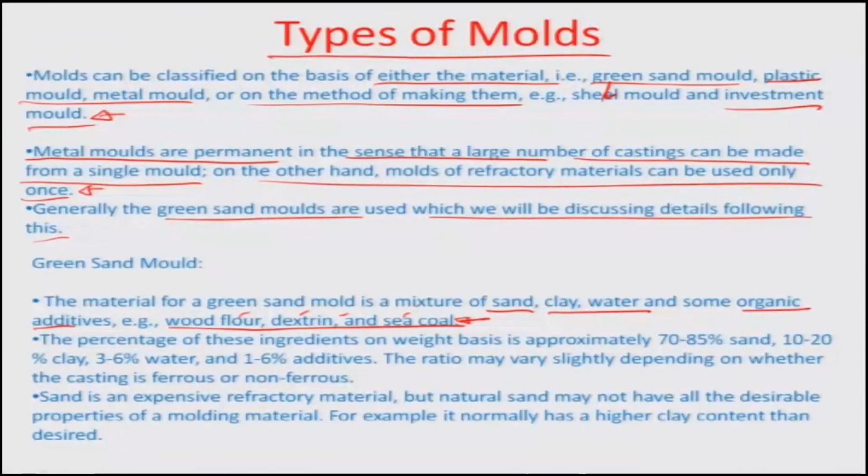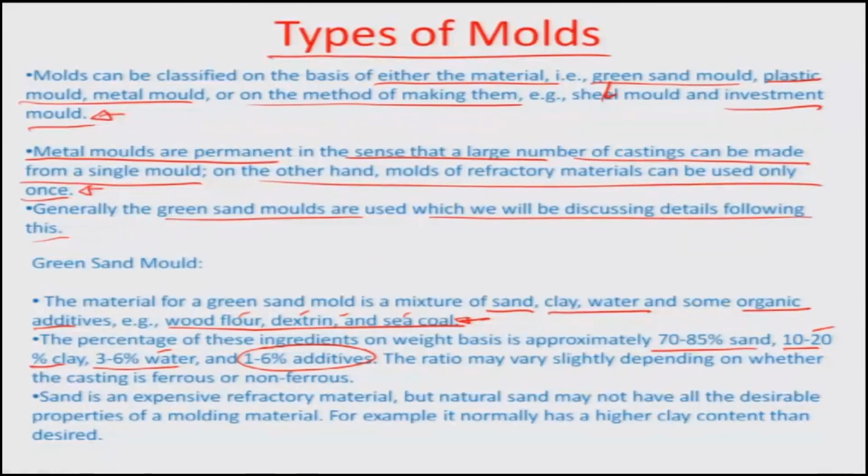The percentages of these ingredients on a weight basis are approximately 70 to 85% sand, about 10 to 20% clay, which is used mostly as a binder material, about 3 to 6% water and about 1 to 6% adhesive. The ratio obviously may vary depending on whether the casting is a ferrous casting or a non-ferrous casting.